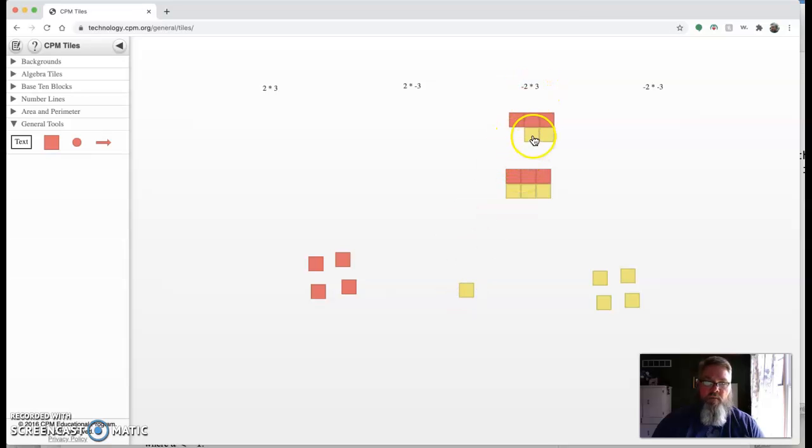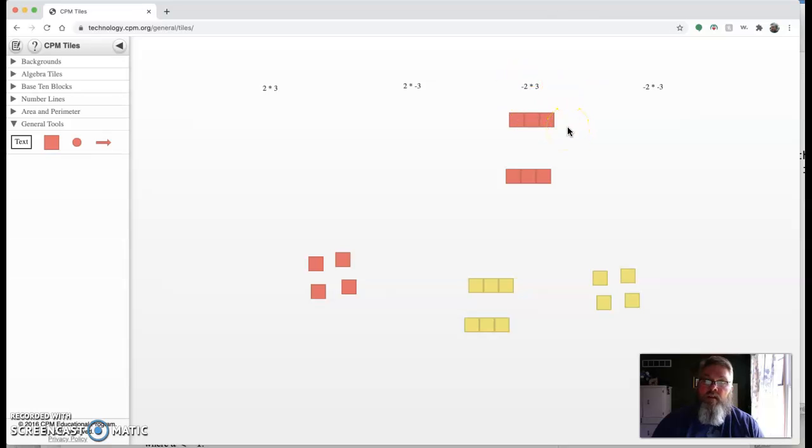Okay, well I'm going to take off 1 group of 3 positives. There's 1 group. And I'm going to take off 2 groups of 3 positives. So I took off that 1 group of 3 positives, and there's the second group of 3 positives. I took them both off. What is left? 1, 2, 3, 4, 5, 6. 6 negatives. So -2 times 3 is equal to -6.